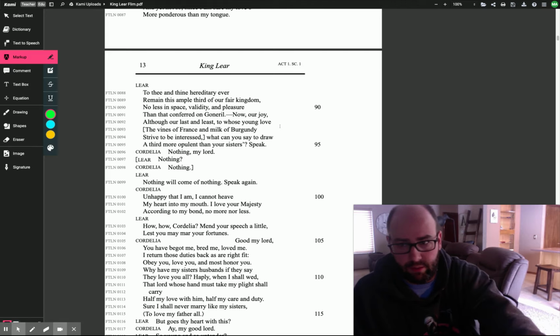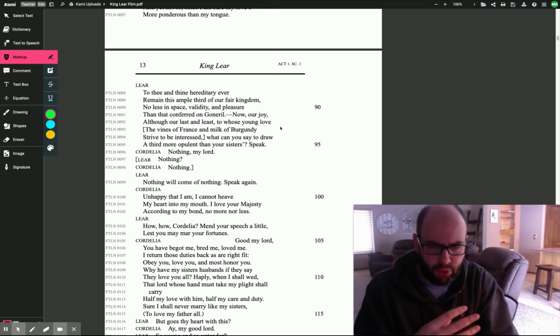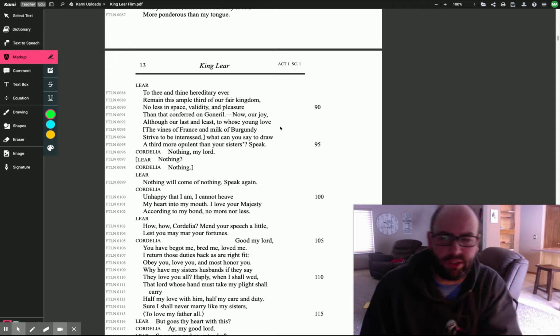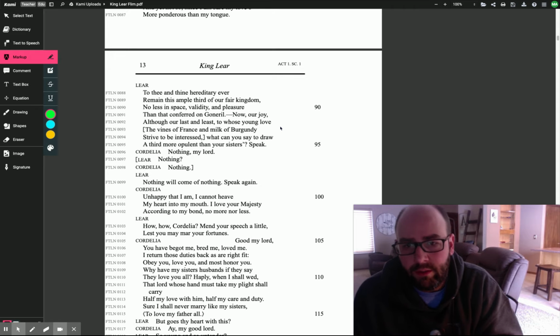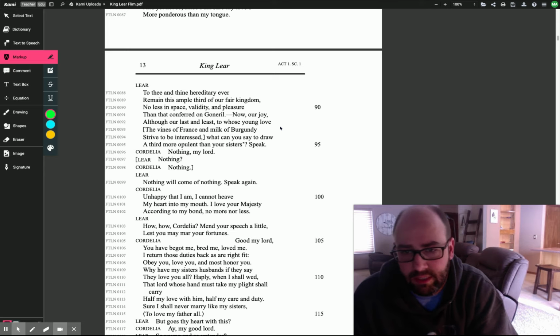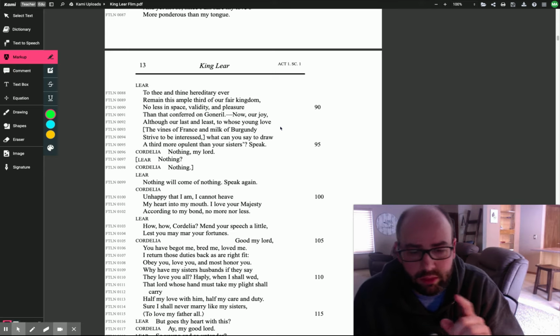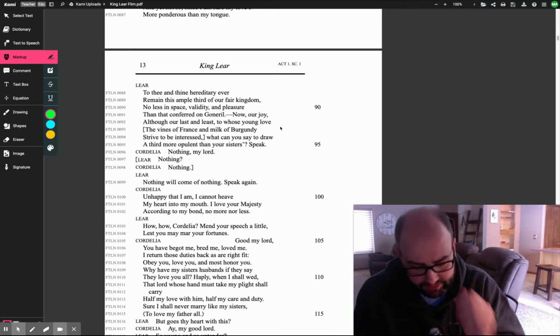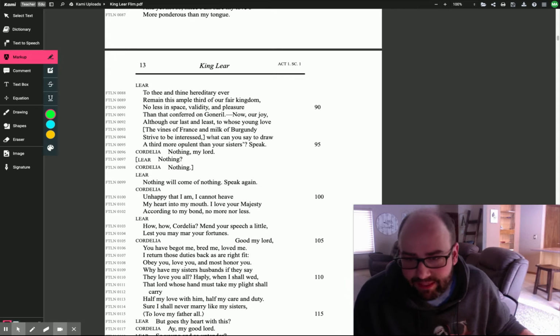So Lear, once again, points to the map. To thee and thine hereditary ever remain this ample third of our fair kingdom, no less in space, validity, and pleasure than that conferred on Goneril. Now our joy, although our last and least, to whose young love the vines of France and milk of Burgundy strive to be interest, what can you say to draw a third more opulent than your sisters? Speak.